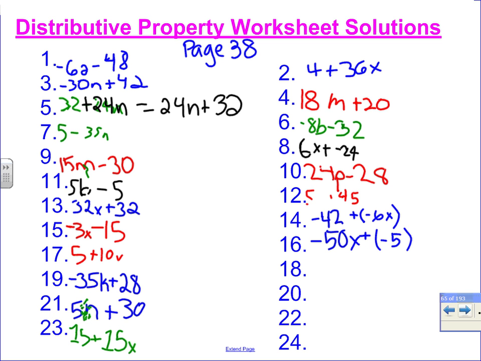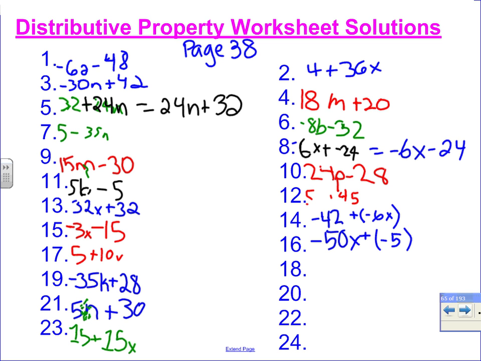Okay, number 6, negative 8b minus 32. Number 7, 5 minus 35n. Number 8, oops, that should be a negative 6x, and then either a plus negative 24 or 6x minus 24. Either way is fine. Number 9, 15m minus 30. Number 10, 24p minus 28. Number 11, 5b minus 5.